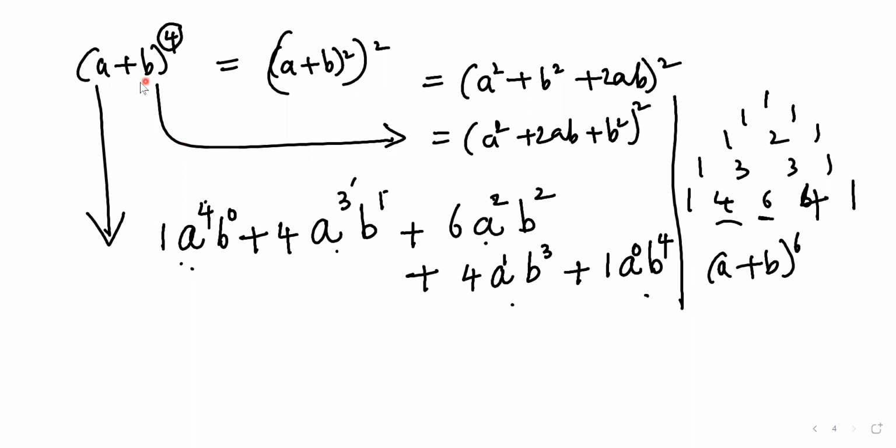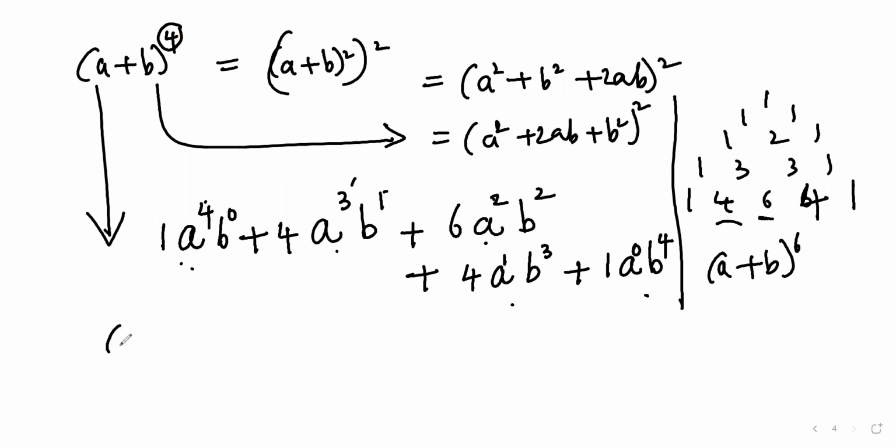We're applying the binomial theorem here. Before this, when you add 4 and 0, the power is 4. 3 plus 1 is 4. 2 plus 2 is 4. 1 plus 3 is 4. 0 plus 4 is 4. So at any given time, the sum of the powers will be equal to 4.